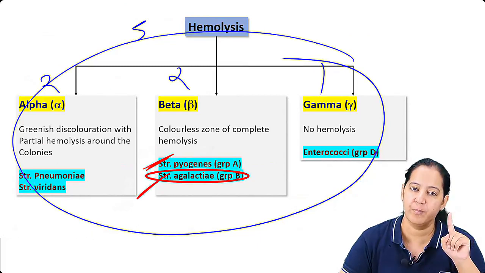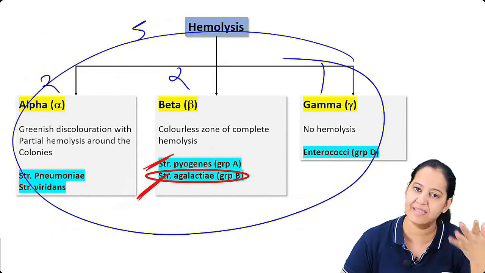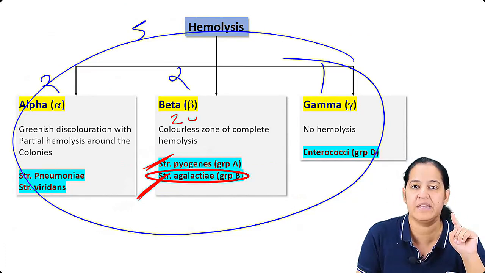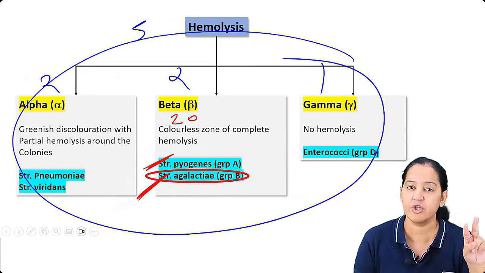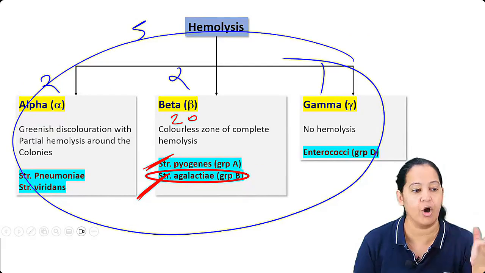So Streptococcus agalactiae. I'm starting with group B. Group A is done. Group B. How many types of beta are there? 20. But how many do we have to study? Only 2. Which 2? Group A, B. A is done. And now I'm starting group B.